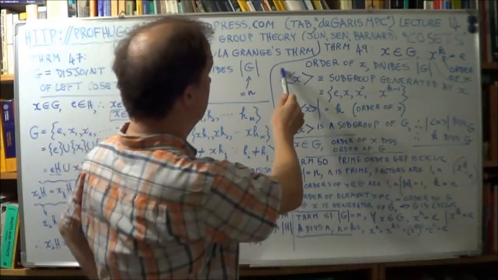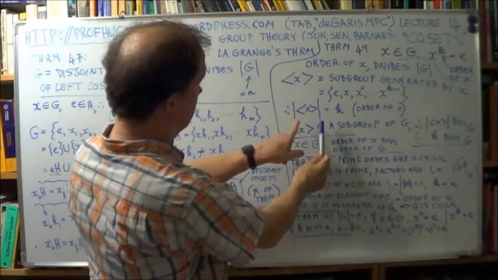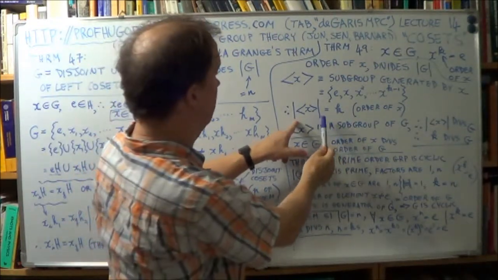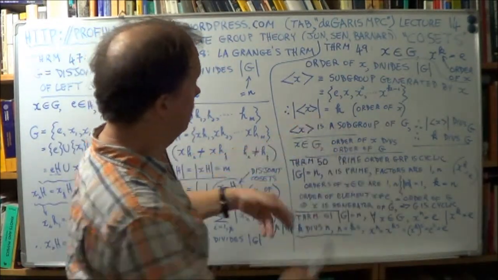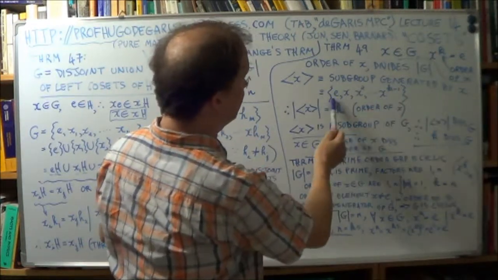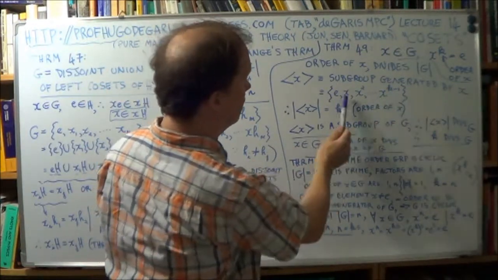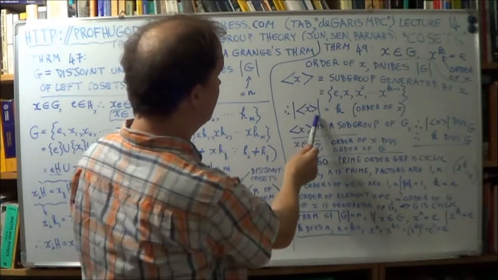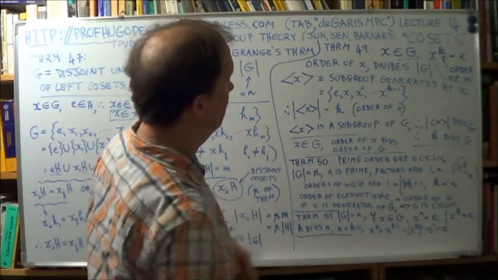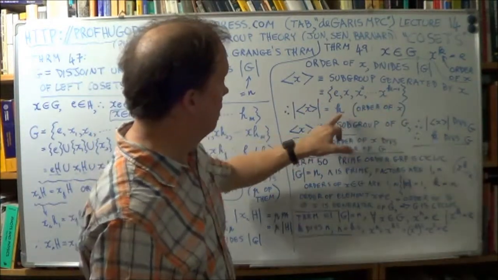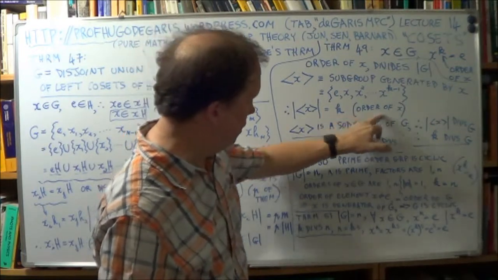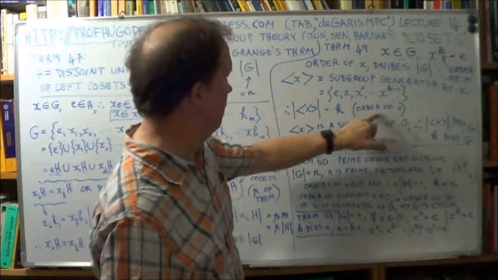Okay, so what's the size of this? That's what this means, size of, right? Well, what is the size of it? Well, just the number of elements in the set, right? Well, that's k. I mean, just count them. It's k, right? So the size of this is k, and that k is the order of x, all right?